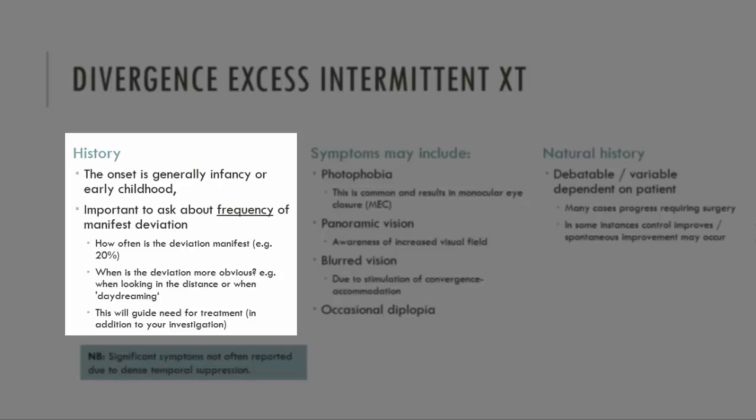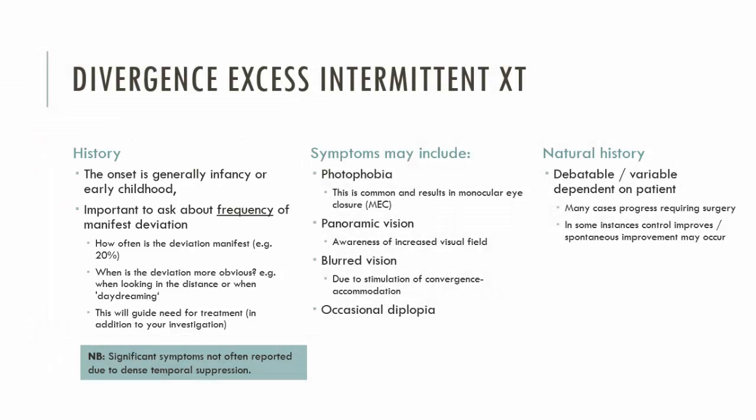The other question you want to ask is how frequently does the parent notice the exotropia? Now, generally I'll ask the patient what percentage of the day do they notice the deviation being manifest. So is it 50% of the day, 20% of the day, 80% of the day? And the reason this is important is because if the deviation is very frequent, then the patient is at risk of losing their binocular functions, and that may trigger us to treat the patient earlier than we may otherwise do so.